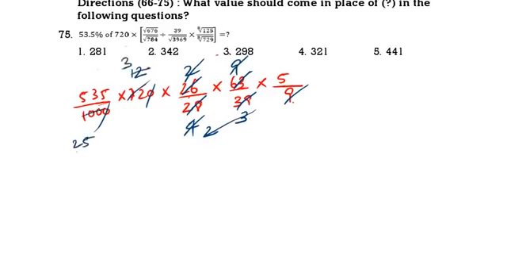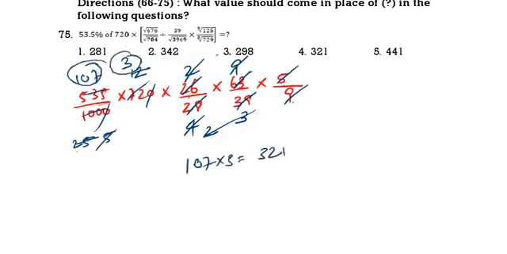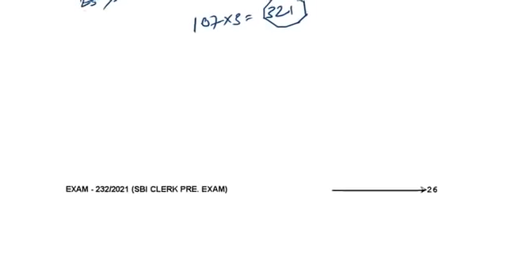Here 3. Here 3. Here 5 1s, 5 5s. Here 5 10s, 5 7s. So we are left out with 107 into 3. What is 107 into 3? 321. 4 is the correct answer. See the next one.